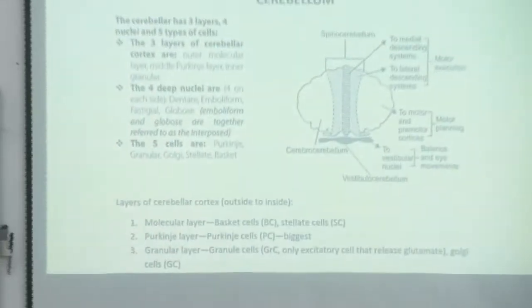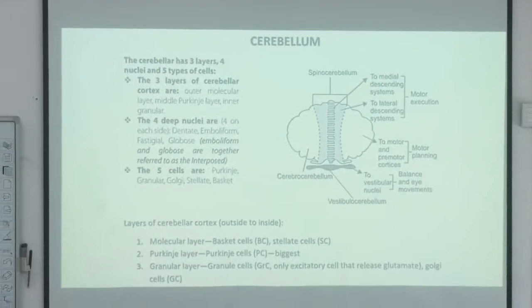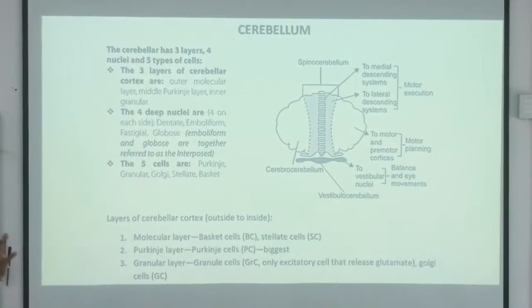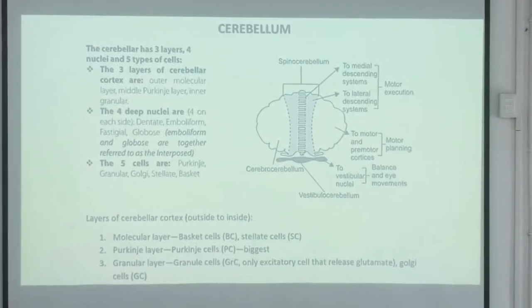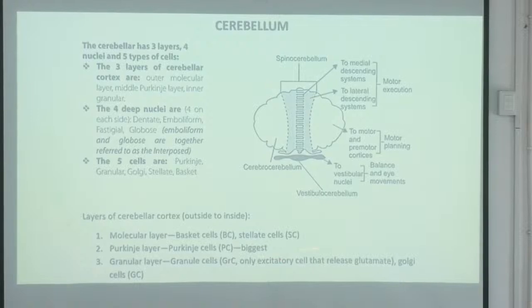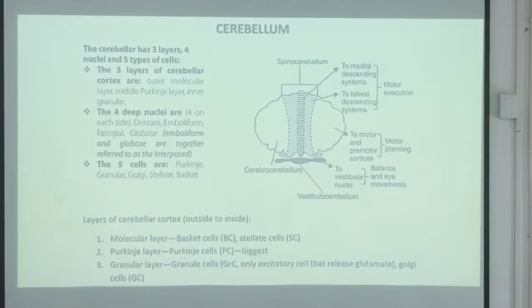Now, what is in the molecular layer? Basket cell and stellate cell. The Purkinje cell layer has only Purkinje cells. And remember, Purkinje cells are the biggest cells in the cerebellum. Now under that, the granular layer has granular cells and Golgi cells, right?